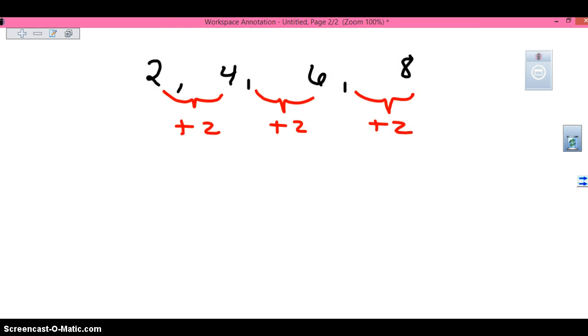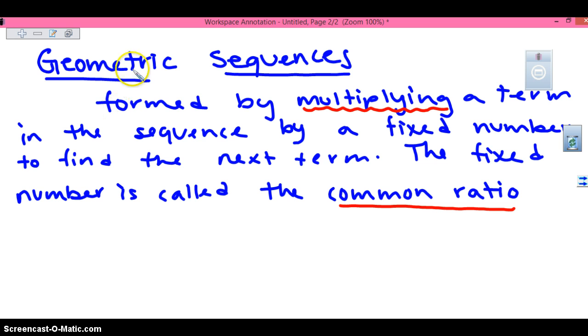So today we're talking about geometric sequences. Geometric sequences are formed by multiplying a term in the sequence by a fixed number to find the next term. The fixed number is called the common ratio. So for example, we have the numbers 3, 12, 48, 192. Is this a geometric sequence?